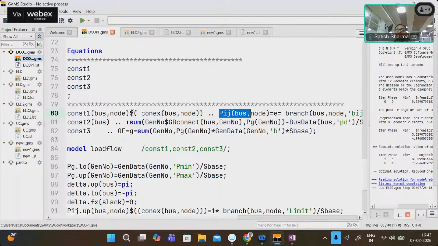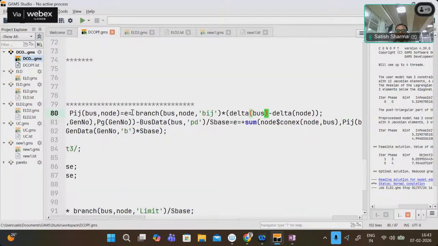So Pij of bus comma node is equal to delta I minus delta j divided by xij. Instead of dividing, we can also multiply with bij, since 1 upon x is equal to bij.